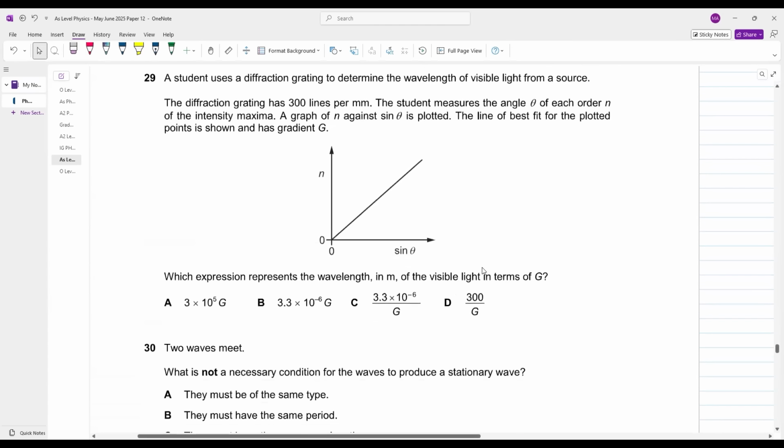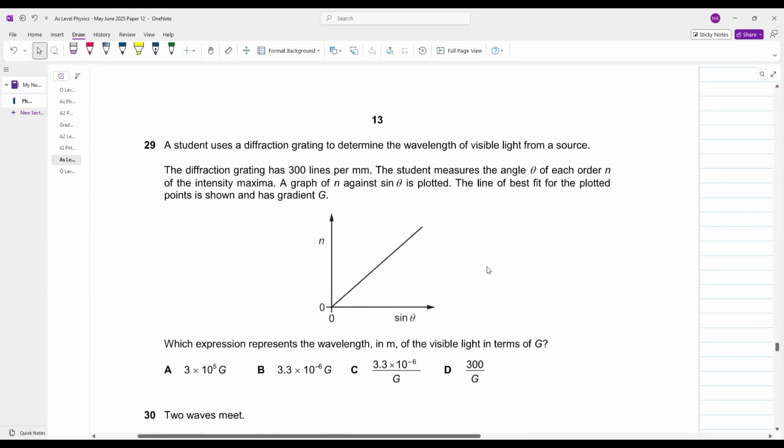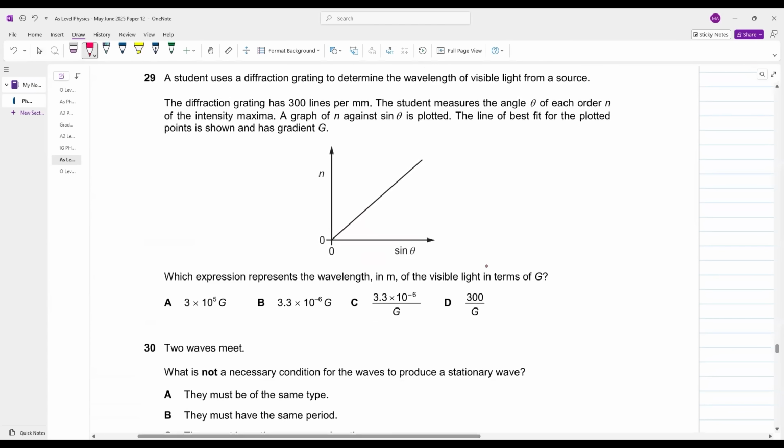A student uses a diffraction grating to determine the wavelength of visible light from a source. The diffraction grating has 300 lines per millimeter. The student measures the angle theta of each order n of the intensity maxima. A graph of n against sine theta is plotted. The line of best fit has a gradient of G. Which expression represents the wavelength in meters of the visible light? Do you remember this formula? d sine theta is equal to n lambda.